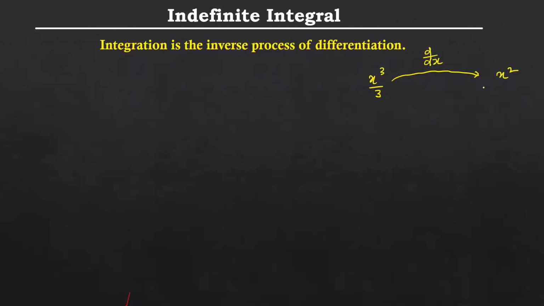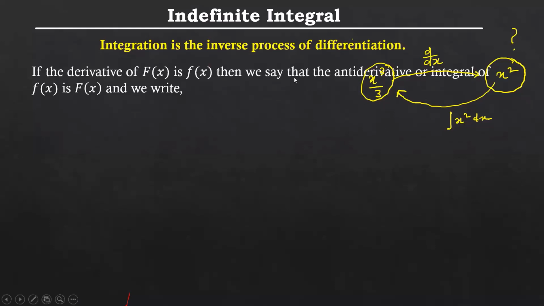Now integration is just the inverse operation of that. Whenever you take the integration of x square dx, you will get x cube by 3. Basically, whenever you perform differentiation, you get another function, and if you take the reverse process, you get the original function again. In today's class, we know the differentiation data, and we want to extract the original function from it.